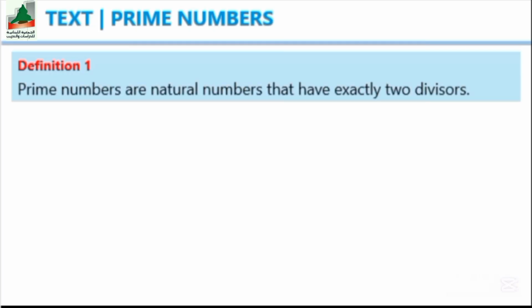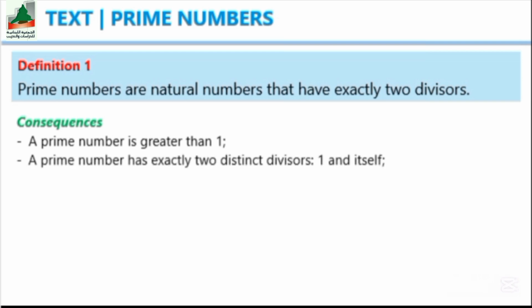Prime numbers. Prime numbers are natural numbers that have exactly two divisors. So, a prime number is greater than 1. Also, a prime number has exactly two distinct divisors, 1 and itself.